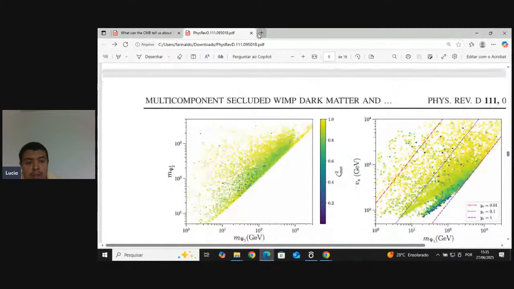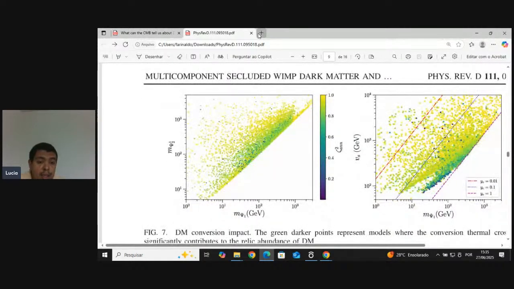We also study the distribution for the masses of the two Dart candidates, and with the color bar we have the respective weight of conversion processes. The lighter points are the processes where the conversion process between the two Dart candidates is dominant, and the darker ones are the points of the parameter space where the Dart candidates annihilate directly into standard model fermions.